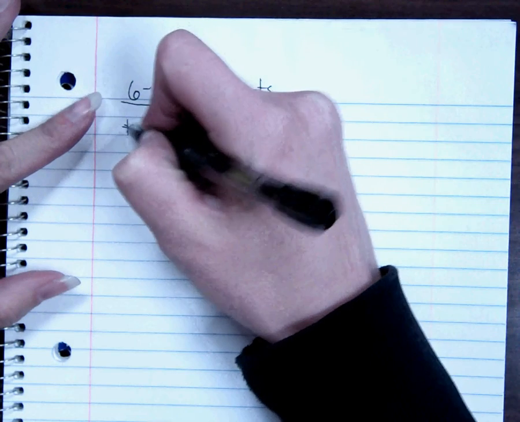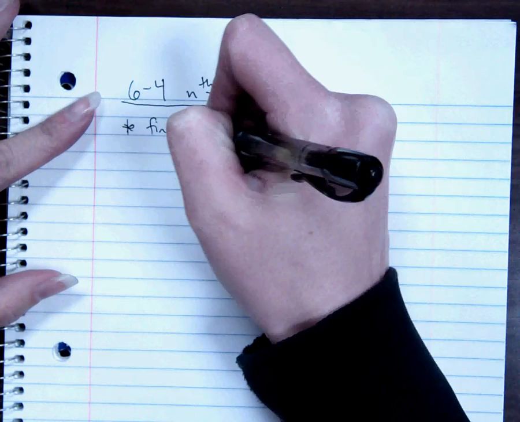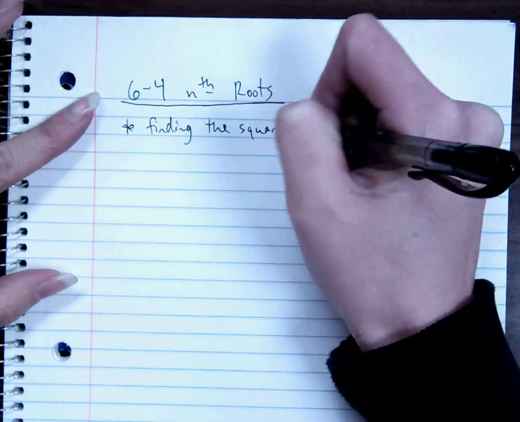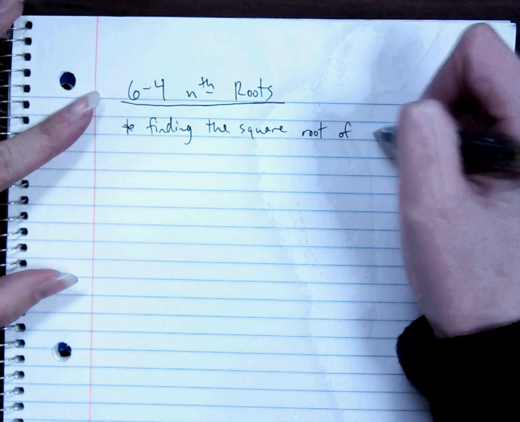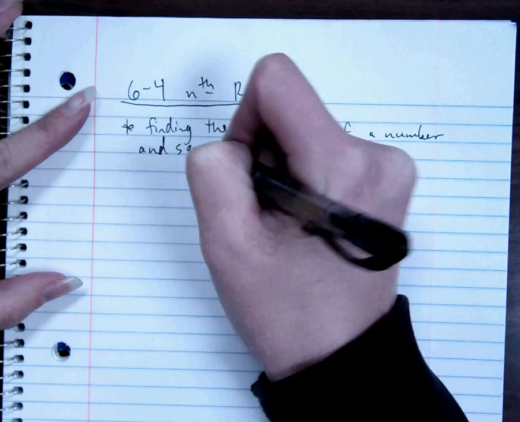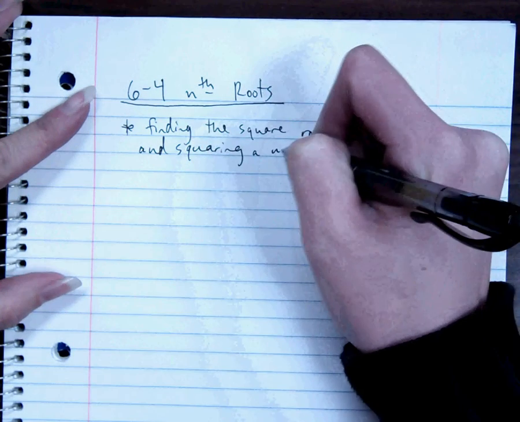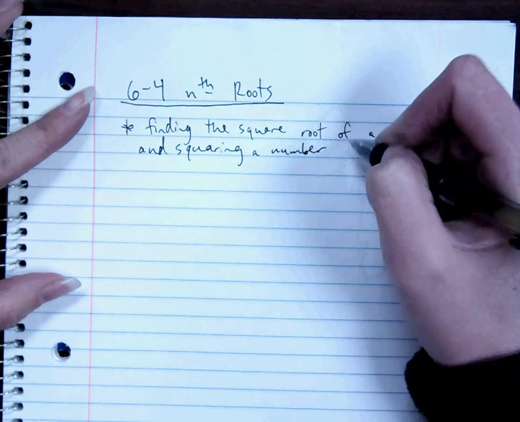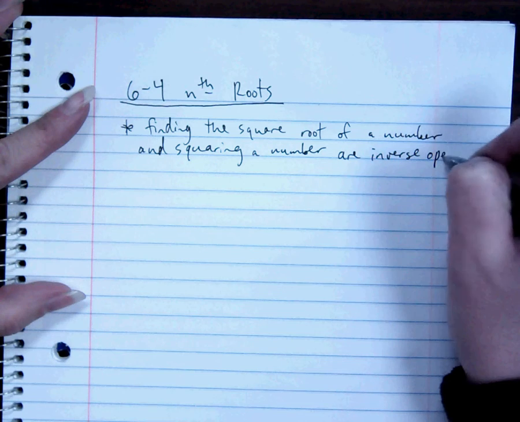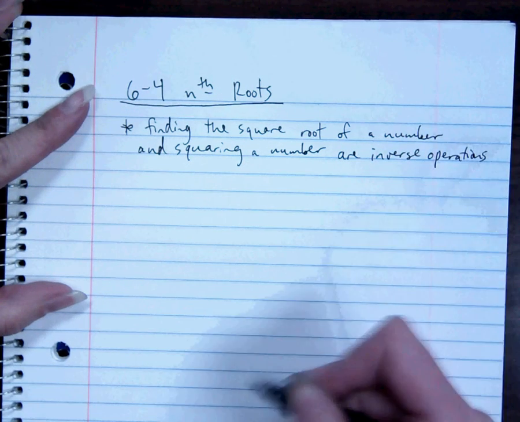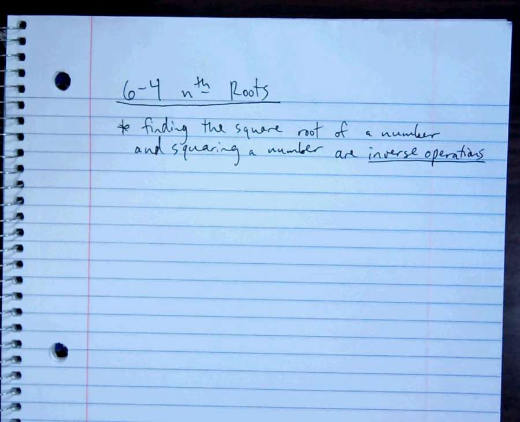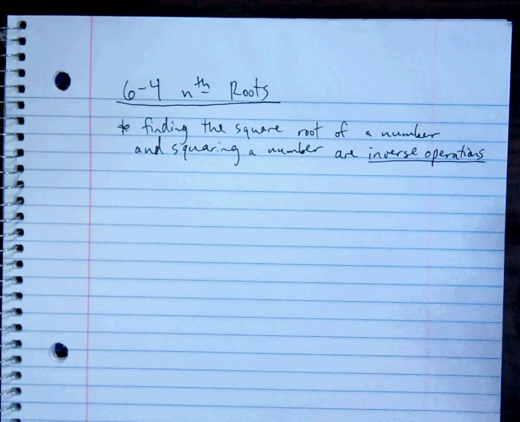So just think about this for me first off. Finding the square root of a number and squaring a number are inverse operations. Okay, that's really important to know. Those are what we call inverse operations. Squaring, square root. We've known that for a long time.